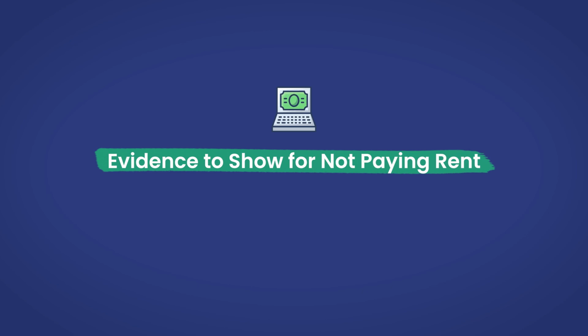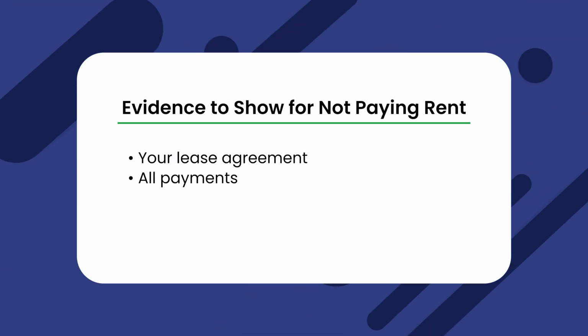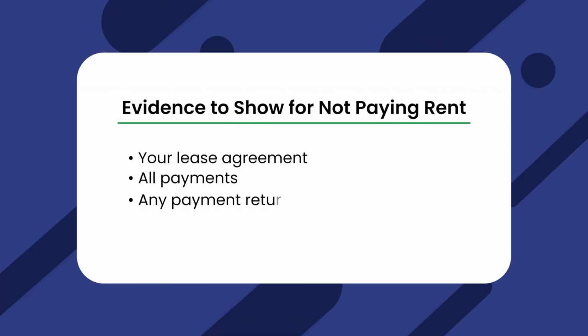Evidence to show for not paying rent. If the tenant doesn't pay rent and they dispute that claim, it's important that you show the judge the following: your lease agreement, showing the terms of the agreement, when rent is due, and any penalties for late payment. All payments, showing all previous payments, how they were normally made, check, credit card, ACH, etc., and what date they were normally paid on. Any payment returns.